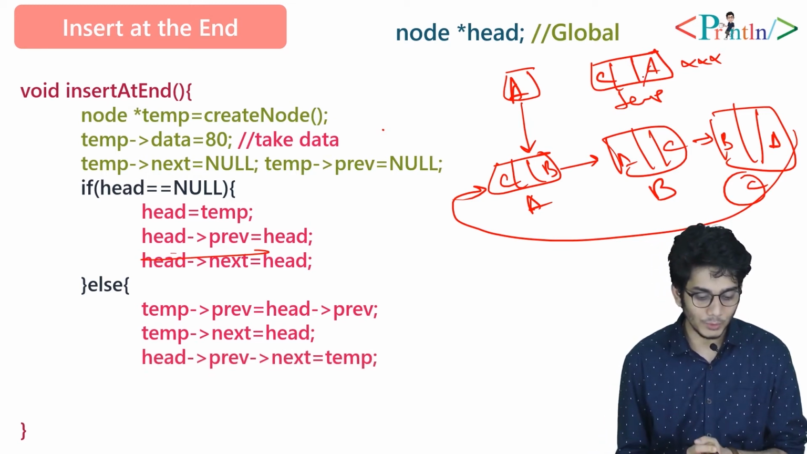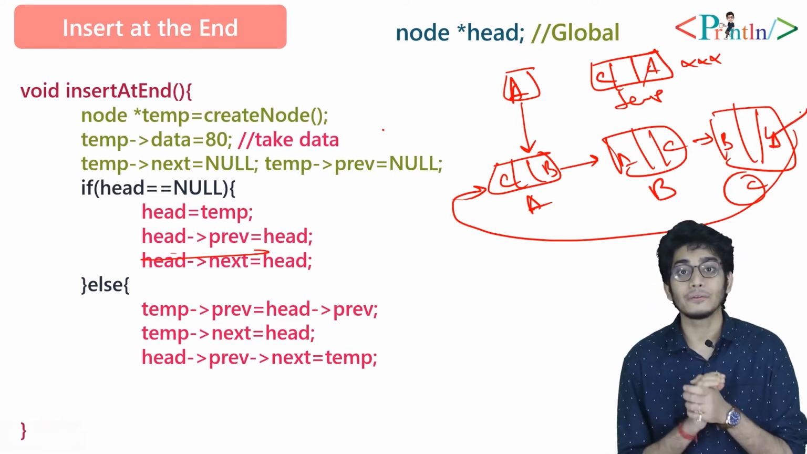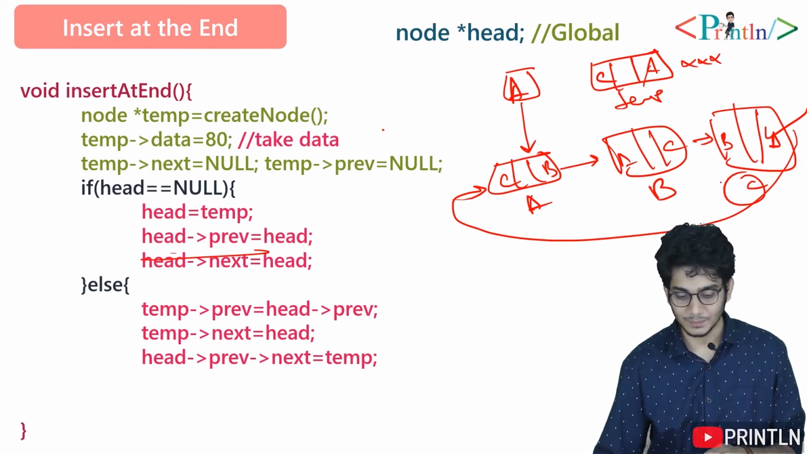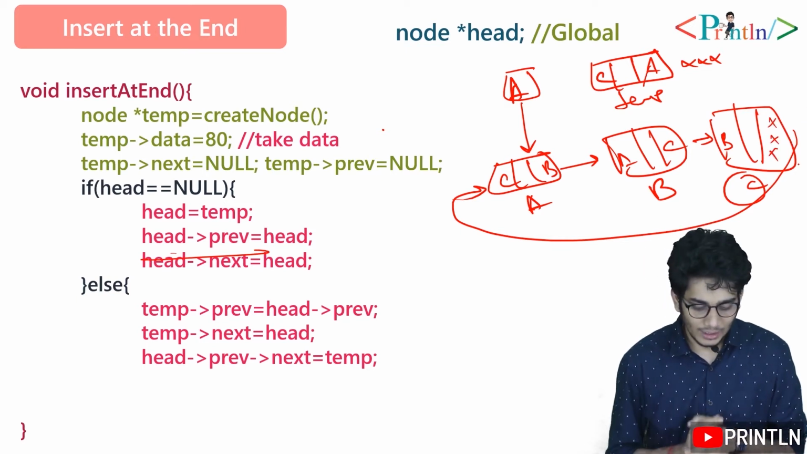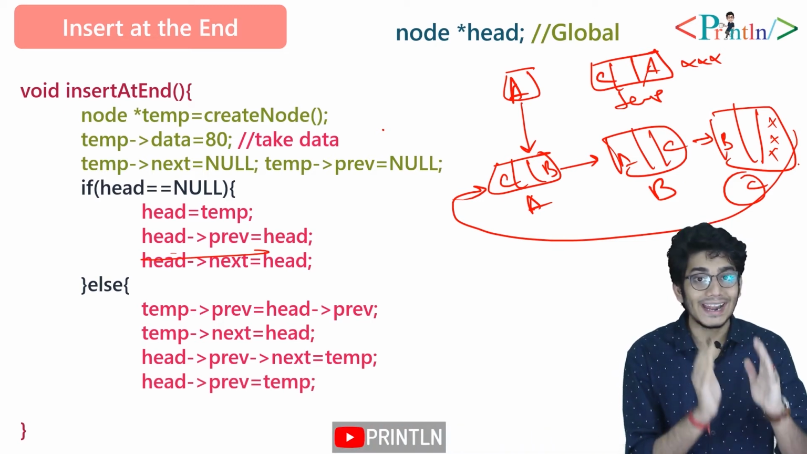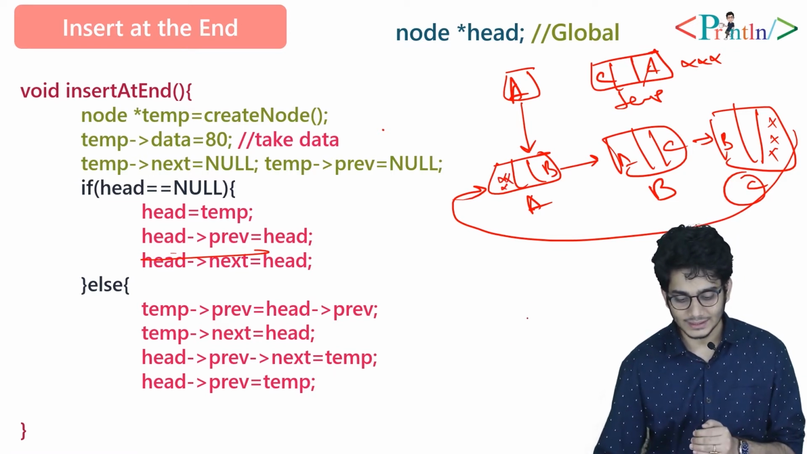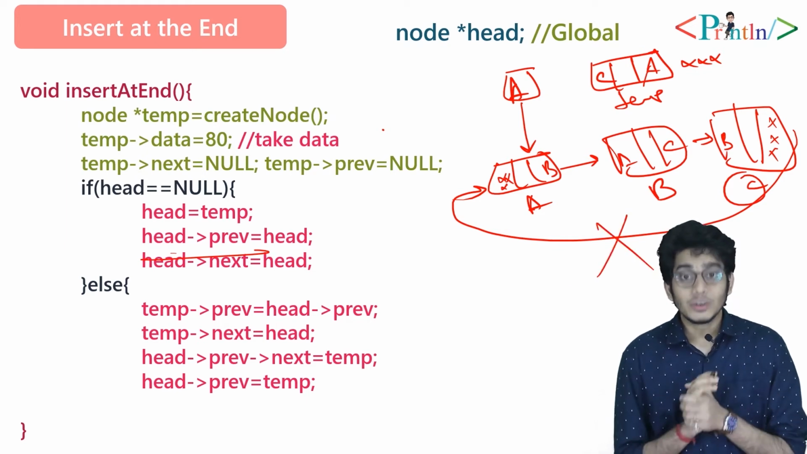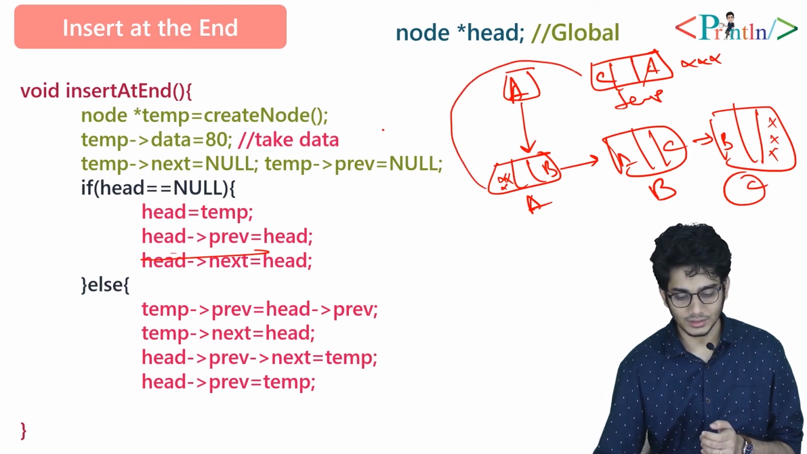Then we'll put head prev next, meaning this position where we have A stored. This is the head. Head prev is C. The next of C, that is this portion. So here we'll put XXX. Now we'll put head prev equals to temp. Now head prev contains C. We'll put XXX over here. So it means we have discarded this connection. So what will be the new connection? The new connection will be head pointing to this node and this node also pointing to this node.